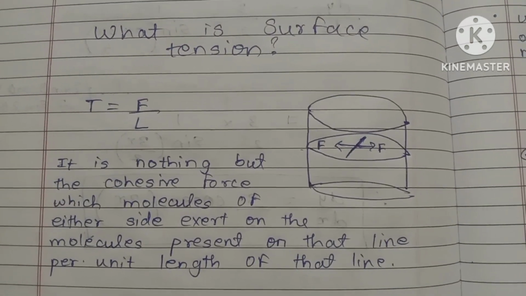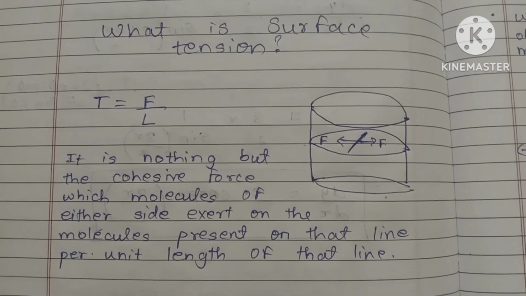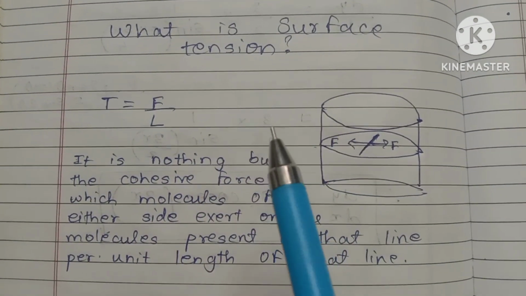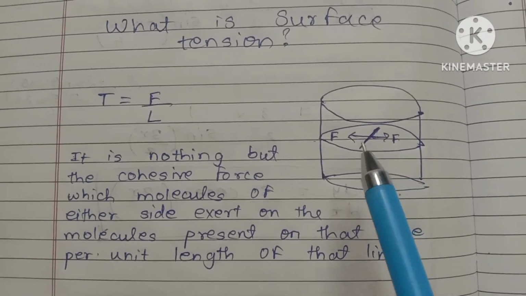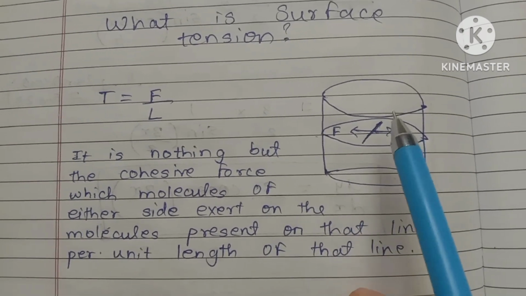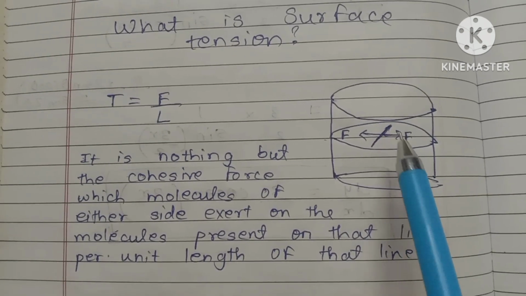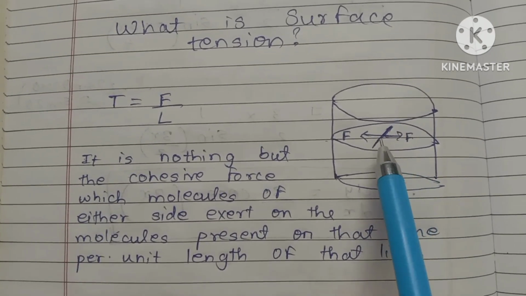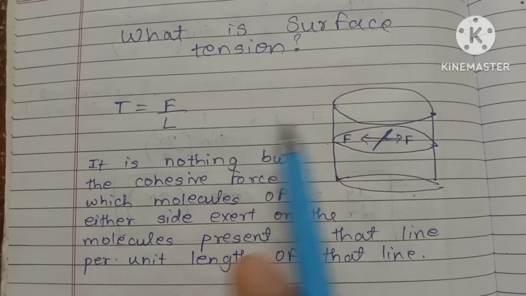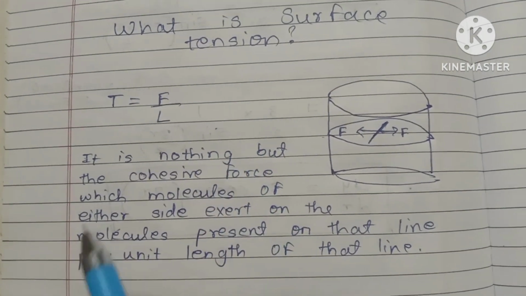So hello friends, in this video we are going to see what is the real meaning of surface tension. As per definition, surface tension is defined as the force acting per unit length on both the sides of a line drawn tangential to the surface of liquid. So we have drawn a line tangential to a surface of liquid, and the same amount of force acts on both sides, and that same amount of force per unit length of that line is nothing but the surface tension of that liquid.